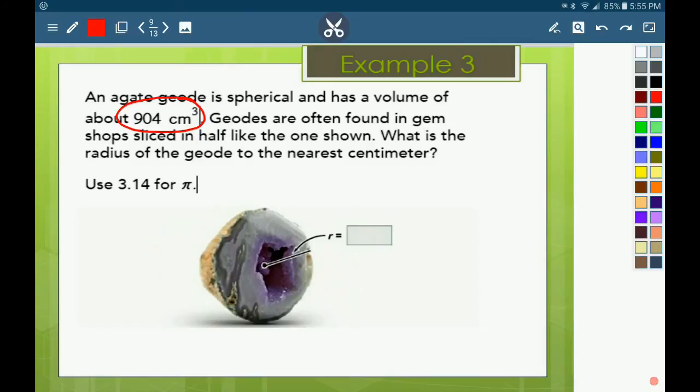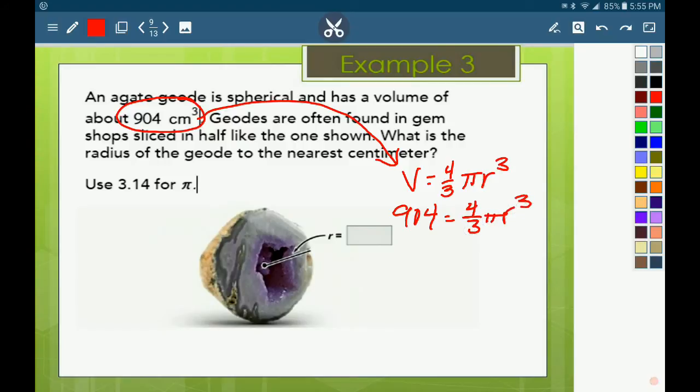So I'm again going to use my formula. I'm going to write that first. Volume is equal to 4/3 pi r cubed. I'm going to take that 904 and plug it in for volume. So 904 is equal to 4/3 pi r cubed. So order of operations, we need to remember, please excuse my dear Aunt Sally.